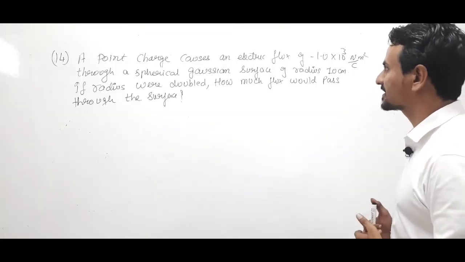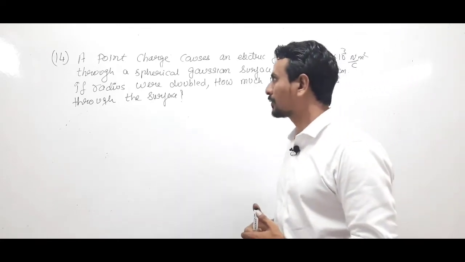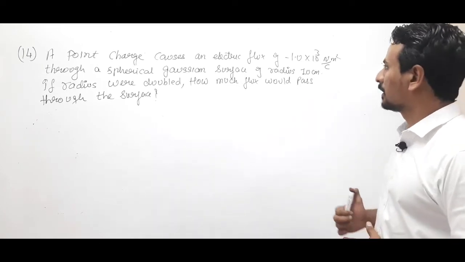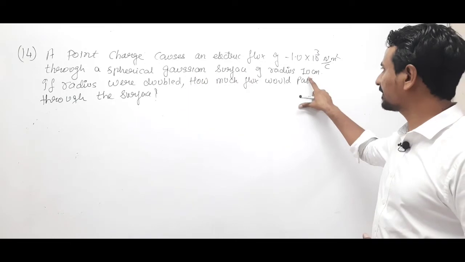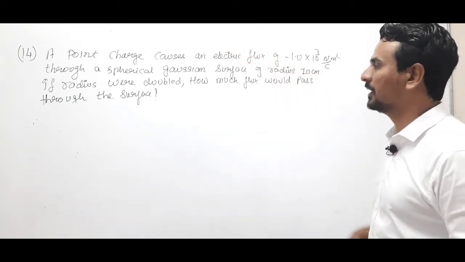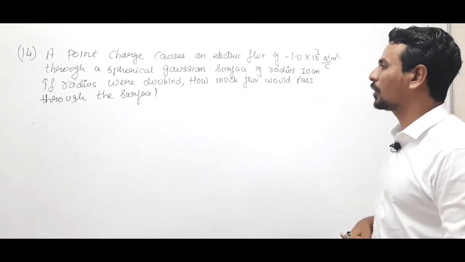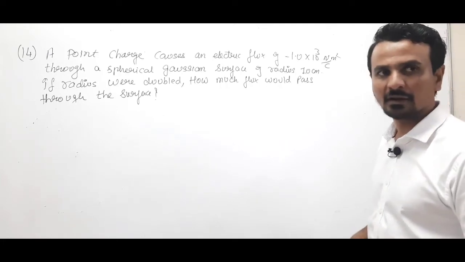A point charge causes an electric flux of minus 1 × 10^3 through a spherical Gaussian surface of radius 10 centimeter. That means this flux is passing because of a point charge. Flux is negative, that means it is inward flux, incoming flux. If the radius were doubled, how much flux would pass through the surface?